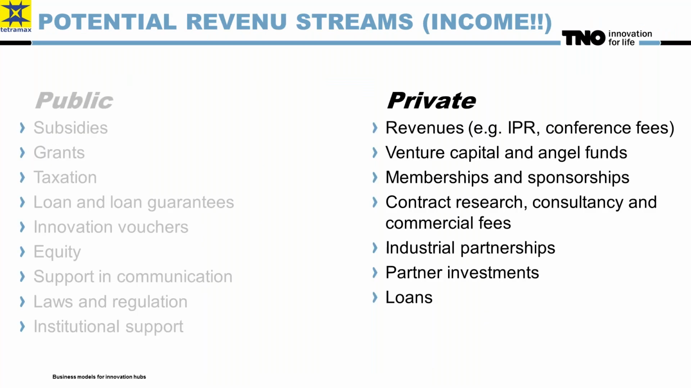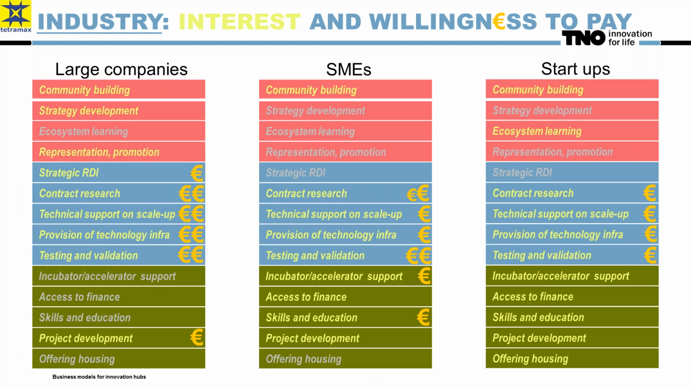So it's about private. You can see some of the ones that are perhaps interesting incomes from the private side, revenues, venture capital, etc. So if you click further, you can go again to this slide, but now I changed it to large companies, SMEs, and startups, because it's a little bit simplified, but basically those three different user or customer groups show totally different types of needs and also willingness to pay.